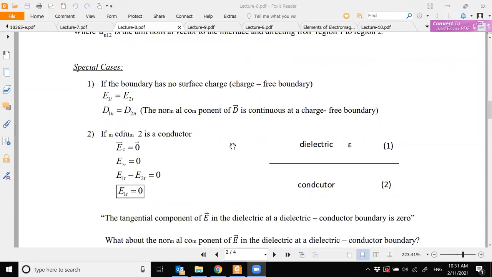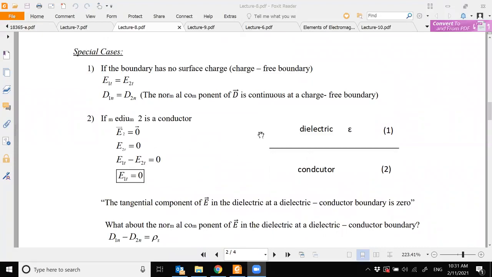Okay. Now, when the medium 2 is a conductor, think about it, you have air and then you have some, say, metallic rod or metallic box like this. So the electric field goes from air to the conductor. The electric field has a permittivity of epsilon. Then what will happen? Tell me.